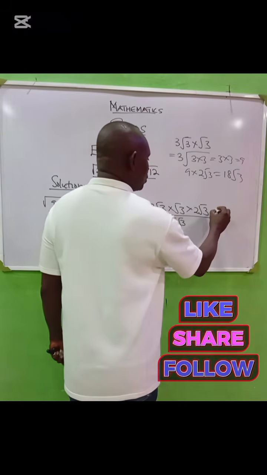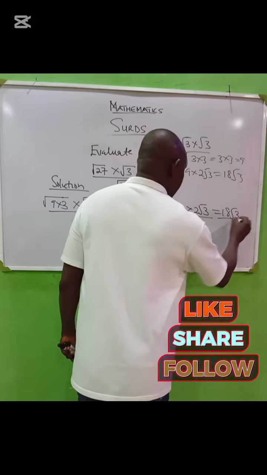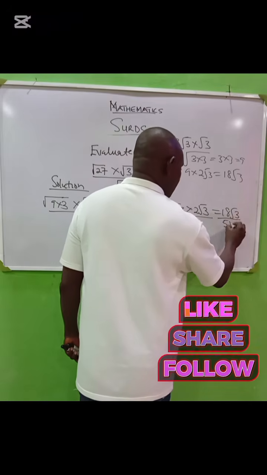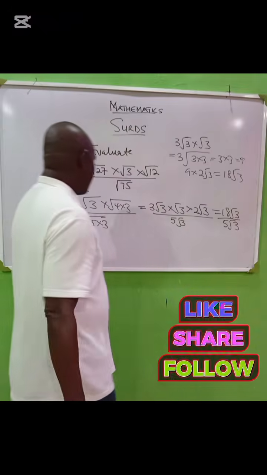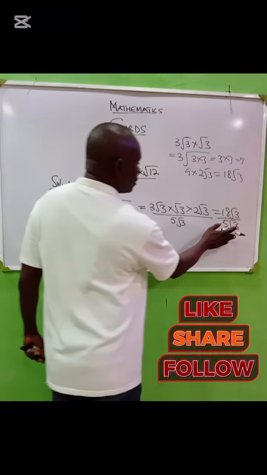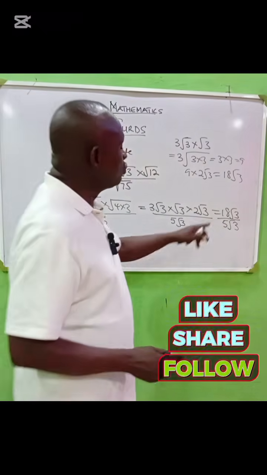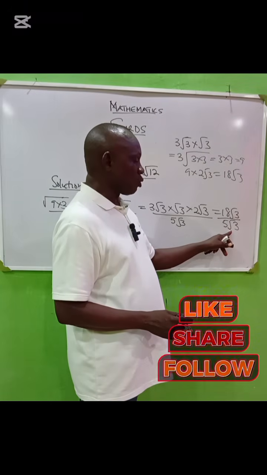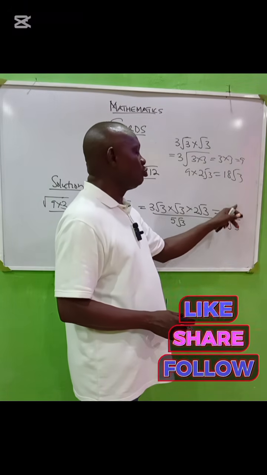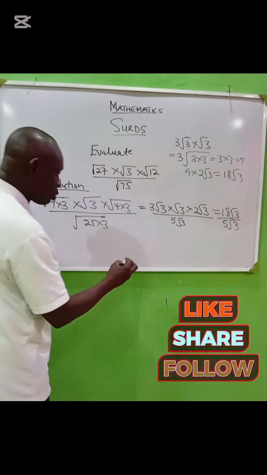So the whole of the numerator will give you 18 the square root of 3, and the denominator will give you 5 the square root of 3. Okay. Now you can't keep your answer this way. The reason is that the denominator is in surd form, so you need to remove this surd by multiplying the numerator and the denominator by the value of the denominator.